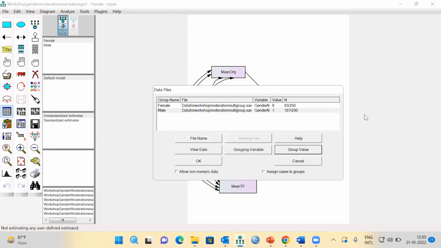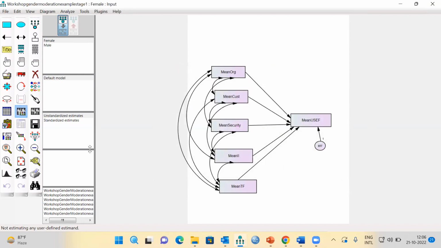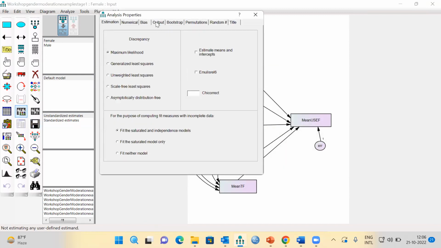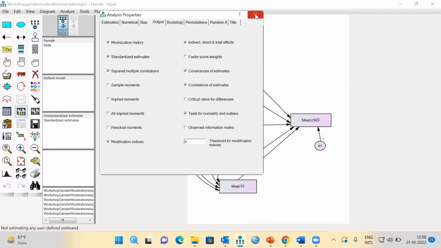So now you can see your total data is divided into two groups, which is the moderating variable, gender in this case. So all the results will come for the same model in two groups. Whether the two groups are different or not, that's what we will check. So once you have that data file in place, go to the output.